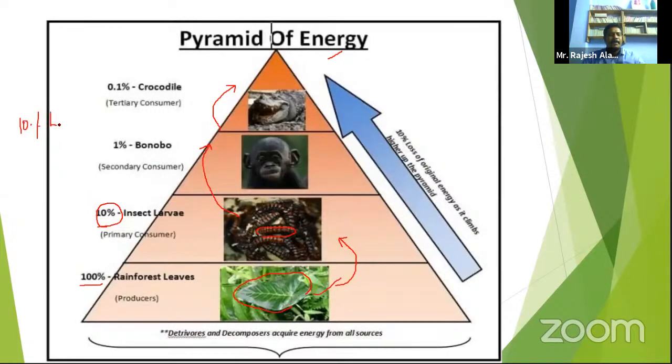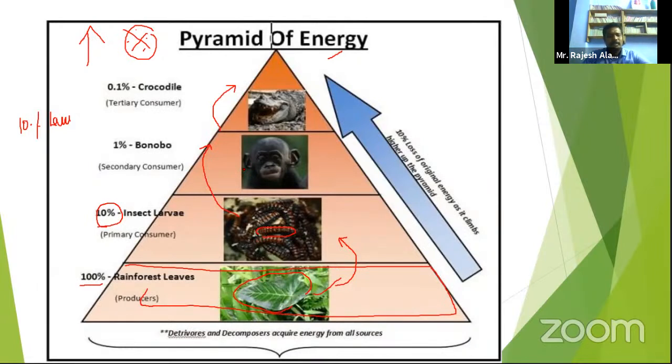Okay, sir. So if it is reducing, the base will obviously be broader. So the pyramid of energy will always be upright for any ecosystem. That's why this system suits all ecosystems, giving an upright position, and proves to be a more suitable methodology.